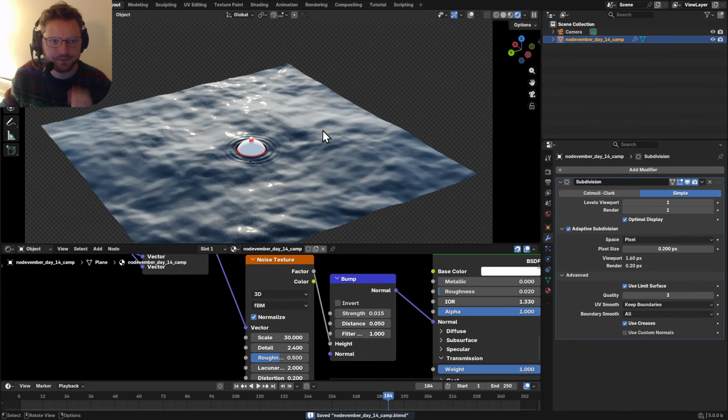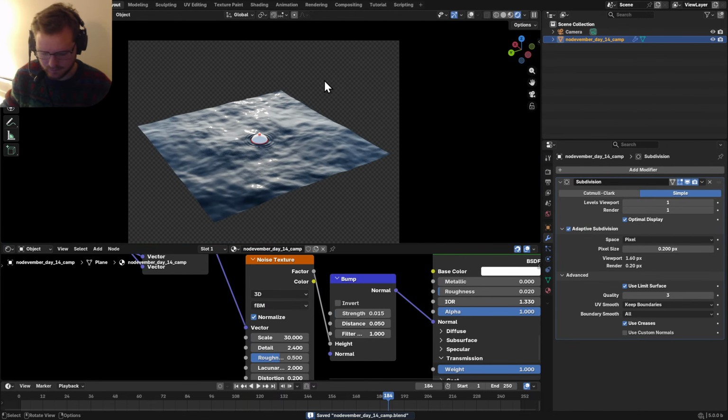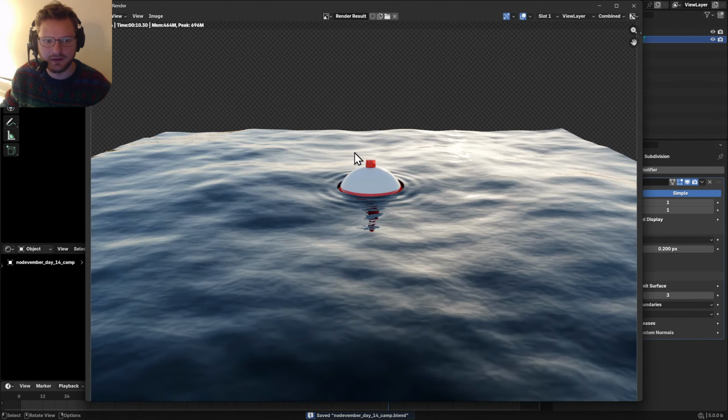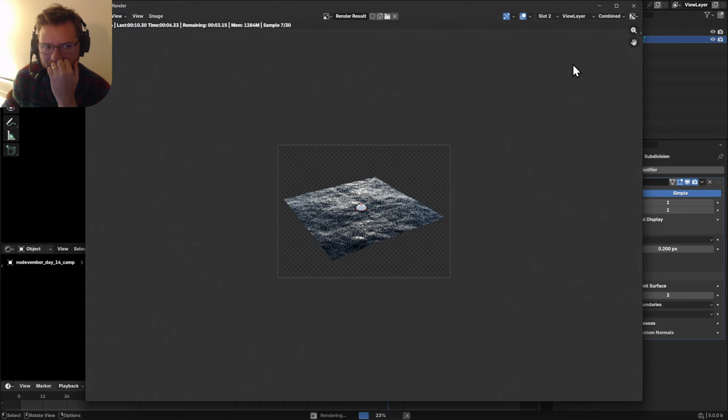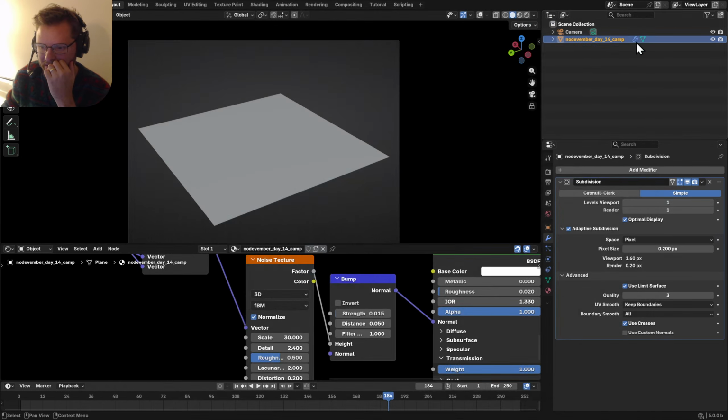Okay. Let's compare. So this is before, and this is after. Once it starts rendering, it's after. Oh shit. Okay, I was going oh shit because now the render is at 0.2. Set that to 1.